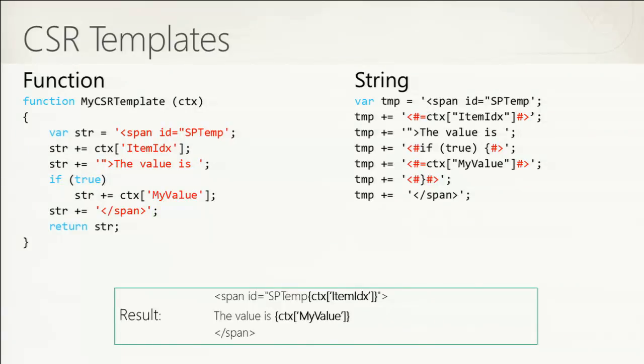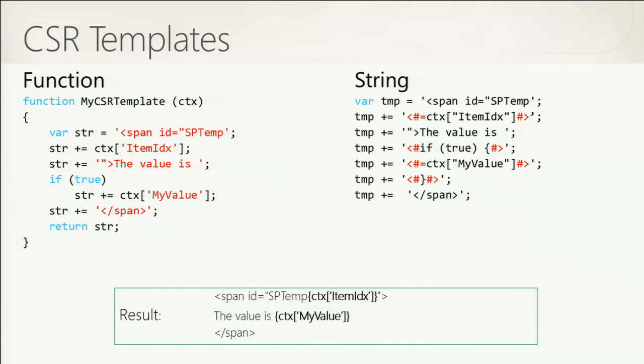CSR templates come in two main forms: JavaScript functions and strings, which end up being basically micro templates. We'll start on the left-hand side, which is the function-based one. This is probably the most comfortable and familiar to the developer audience. It's very simple. You've got a function, you give it a name, and then it takes in an argument. The argument is the context. The context is an object that we had before in SharePoint 2010, but it was mostly used behind the scenes. It becomes much more prevalent in the CSR world.